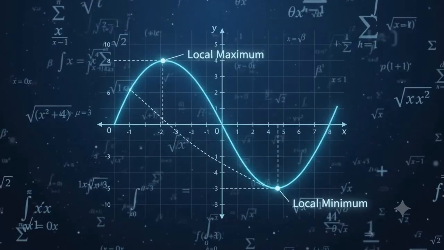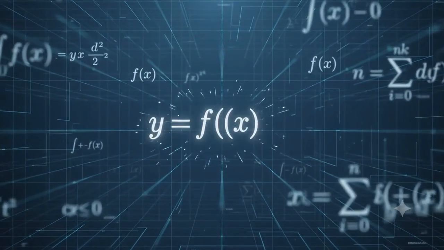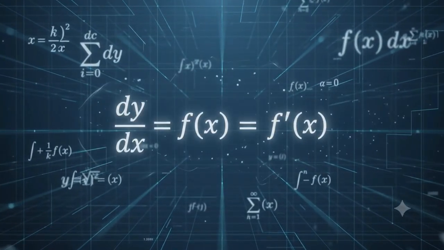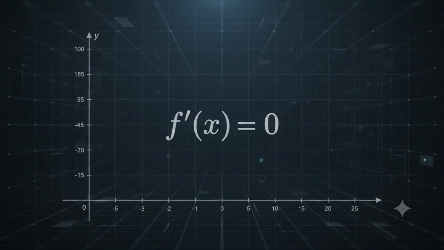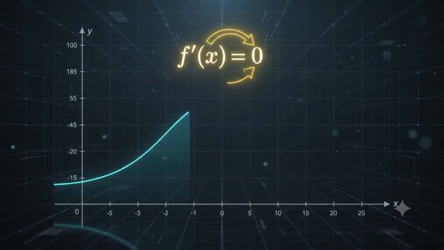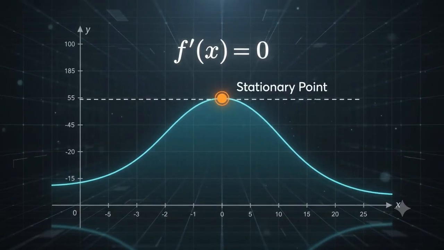To find these points, we begin with the first derivative. Start with a function, written as y equals f of x. Differentiate the function with respect to x to obtain the first derivative. This derivative helps us locate the stationary points. Next, set the first derivative equal to 0. Solving the equation f prime of x equals 0 gives the stationary point, where the tangent to the curve is horizontal.